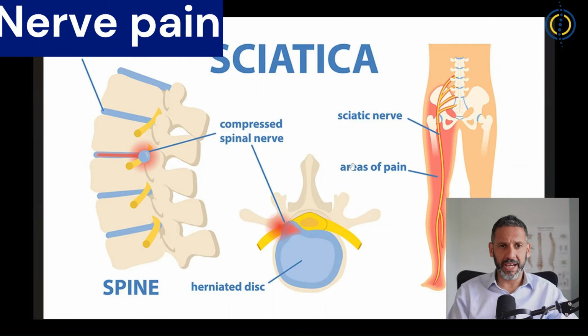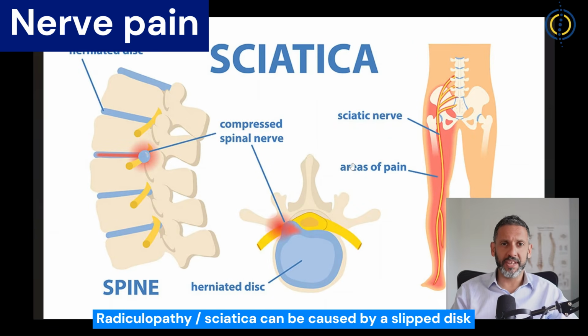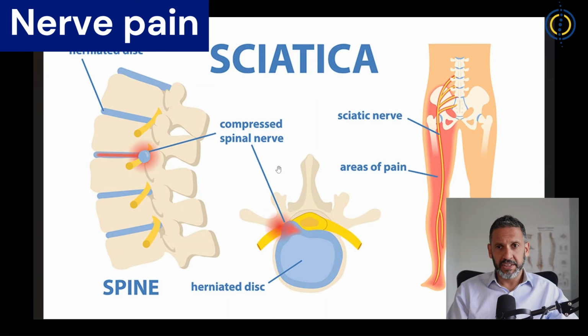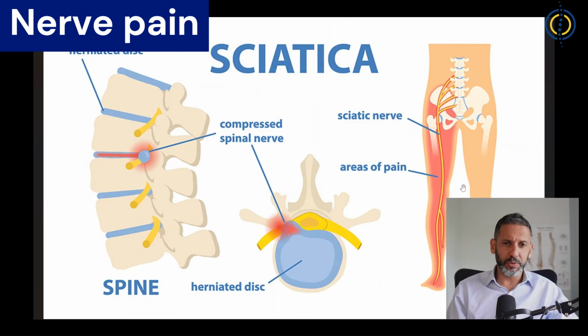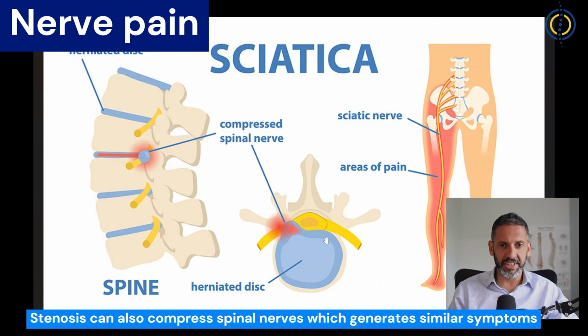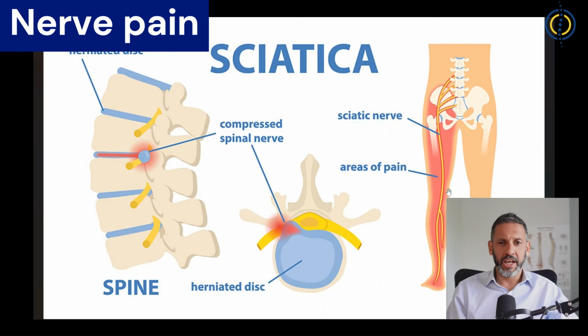Nerve related pain, often referred to as radiculopathy or sciatica. This can be caused by a slipped disc, as discussed earlier and demonstrated here, that causes compression of a nerve, sending electric-like pain or sharp pain travelling down the back of the leg. It can be associated with numbness or weakness. This can also be caused by stenosis, a narrowing of the spinal canal here, compressing most of the nerves, which generates pain down one or both legs, which worsens when standing and walking.